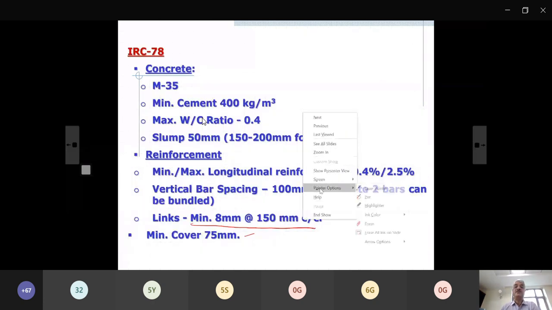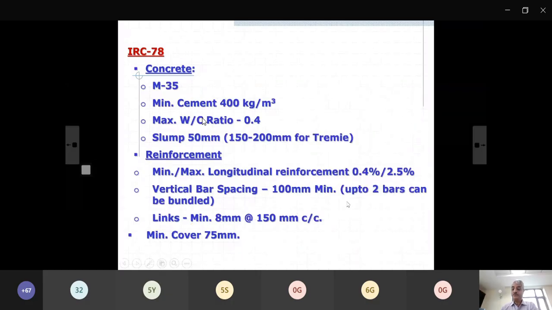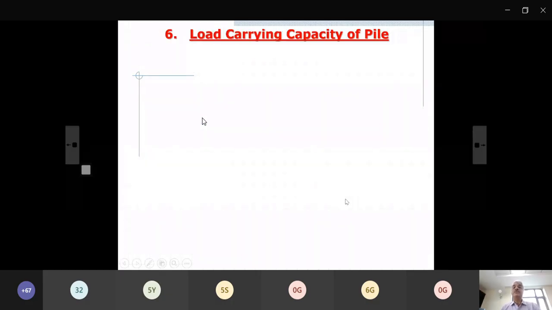These are about cement and steel and their provisions when you design the pile. This is how it is proportioned. Okay, any question about this?